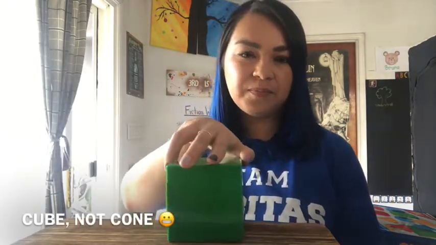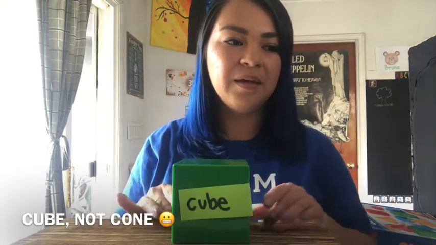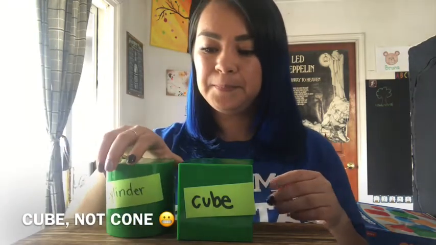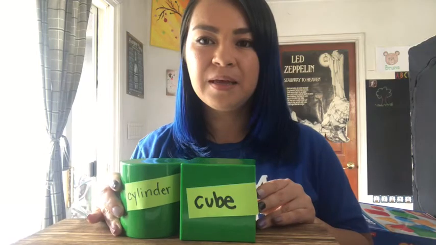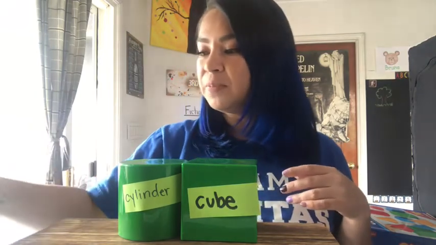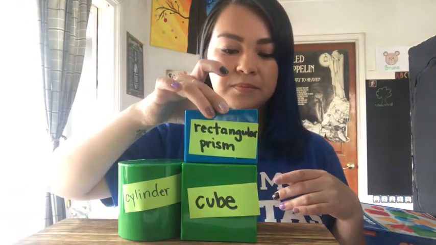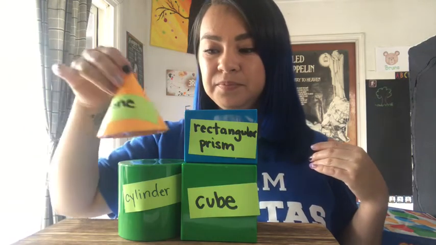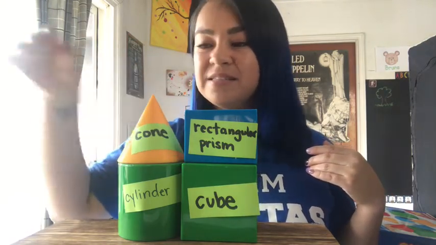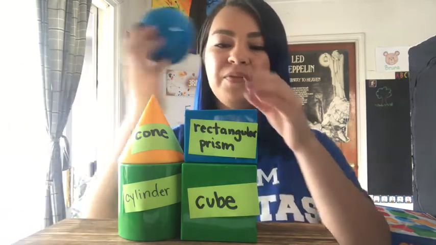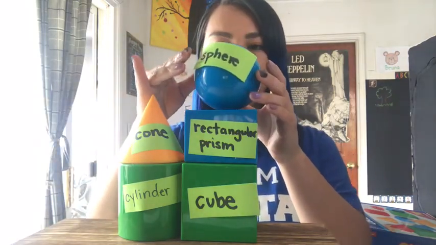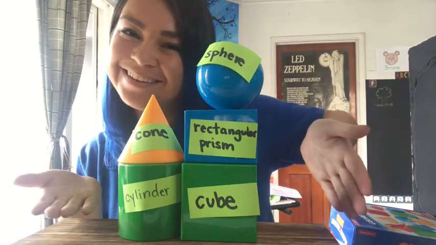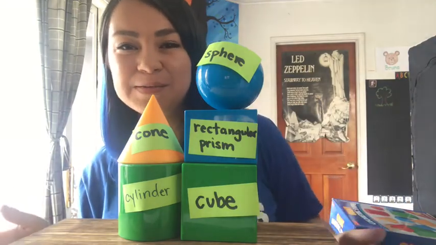First, we took the cone. Then we put the cylinder next to the cone, touching them. Next, we put the rectangular prism on top of the cube. Next, we put a cone on top of the cylinder. And last, we put the sphere on top of the cube. Does your structure look like this? Hopefully it looks very close.